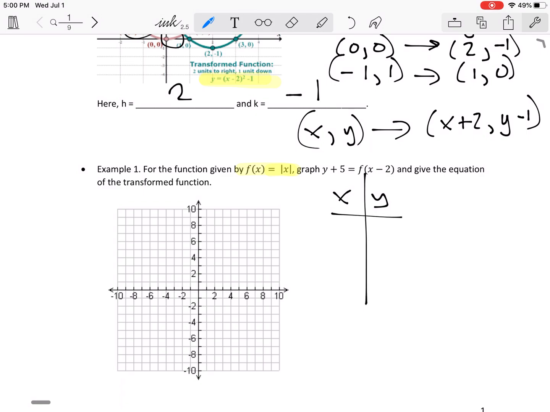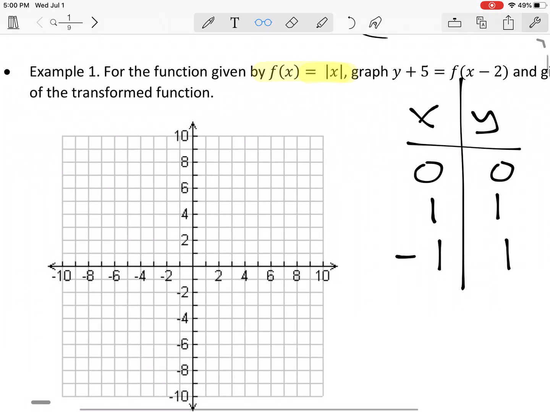You just basically make up an x value and then you substitute that into the absolute value to get the y value. So if x is 1, y is going to be 1. If x is -1, that's also going to be 1, and so on. Okay, so basically what you end up getting, let's blow this up a bit, here's your original function.